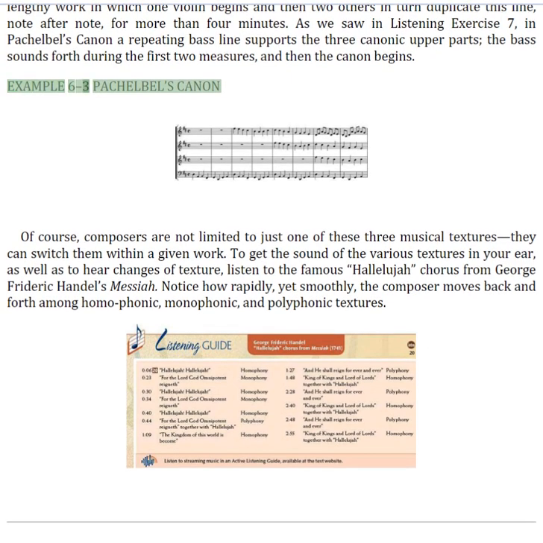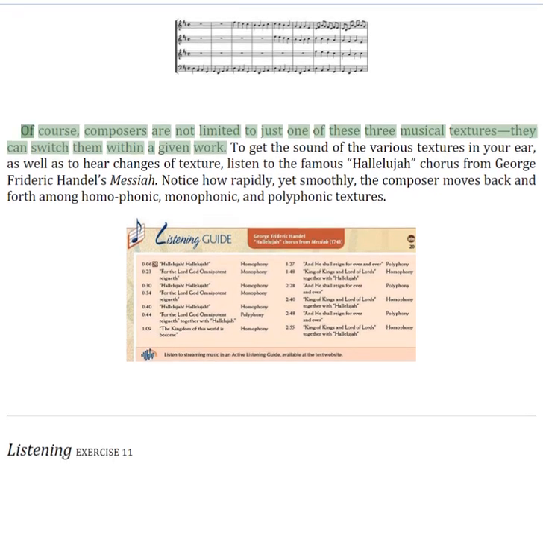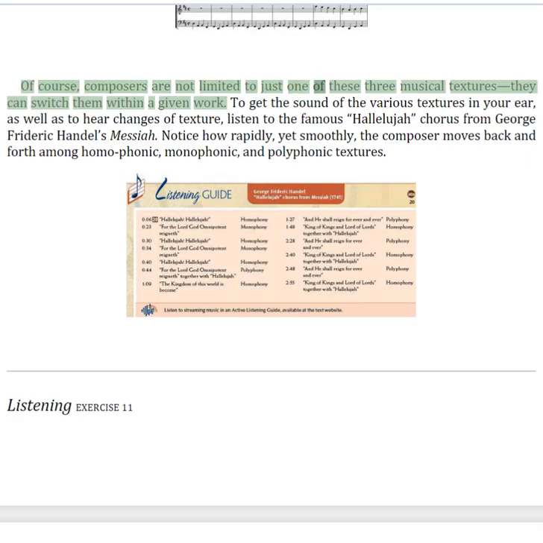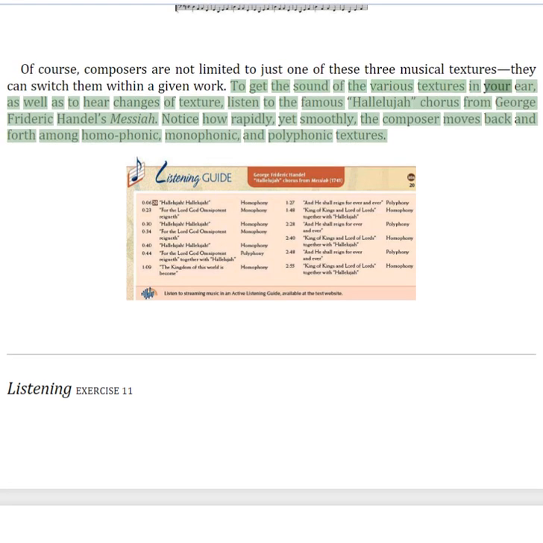Example 6:3 Pachelbel's canon. Of course, composers are not limited to just one of these three musical textures; they can switch them within a given work. To get the sound of the various textures in your ear, as well as to hear changes of texture, listen to the famous Hallelujah chorus from George Friedrich Handel's Messiah. Notice how rapidly, yet smoothly, the composer moves back and forth among homophonic, monophonic, and polyphonic textures.